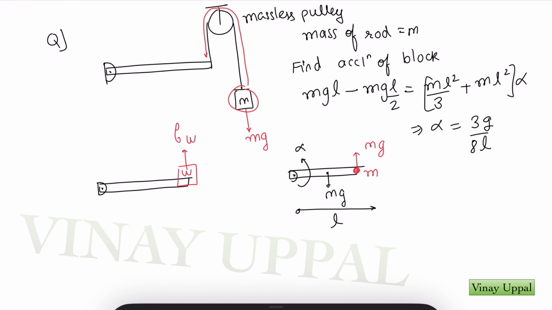Now what will be the acceleration of the block? That was basically the acceleration of this red particle here, and that's at a distance L from the axis of rotation, so that acceleration is going to be alpha into L. That will be 3g by 8.